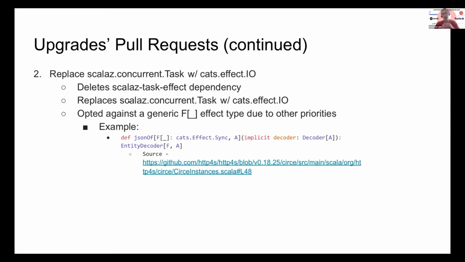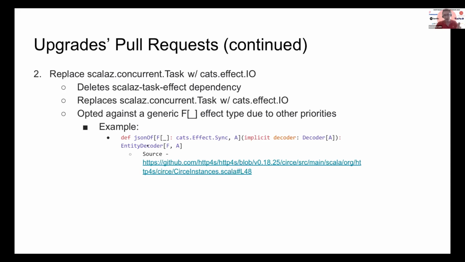And then just as a comment, mainly due to other priorities, I opted against essentially a generic F effect type. To give you an example of what I'm talking about, just referencing this Circe instances method in http4s 0.18, you can see that there's a method called jsonOf, it has an effect type of F that requires an implicit Sync of F instance and scope. And you can see that given an A for which a Decoder A exists, we can then build an EntityDecoder F of A.